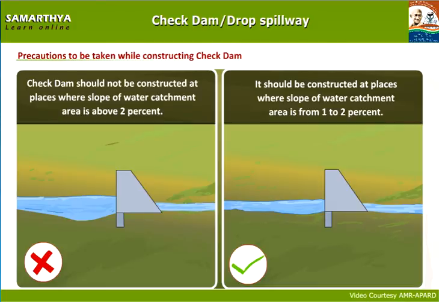Check dam should not be constructed at places where slope of water catchment area is above 2%, because if slope is high, flow velocity will be more and check dam may get damaged. There is no chance of storing the water here. It should be constructed at places where slope of water catchment area is from 1 to 2%.